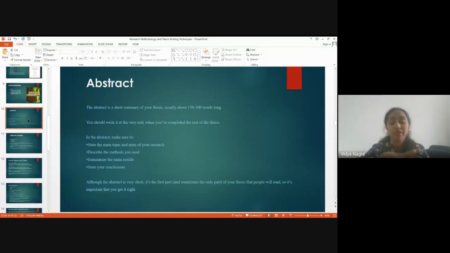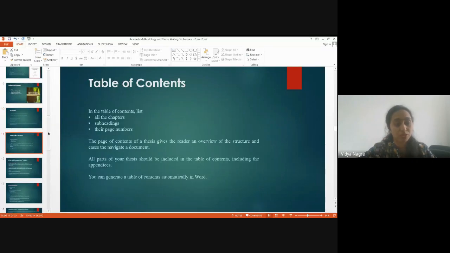Then describe which methods have you used to conduct your research. Thereafter, you have to talk about main results. What are your findings or what are your observations? After that, you have to give your main arguments. And then you have to state your conclusion. So although abstract is a very short document, it's the first page of your thesis that people read, but it's a very important document which gives a glimpse to the reader what your next 100 pages are talking about. So you have to make sure that you craft your abstract very carefully.